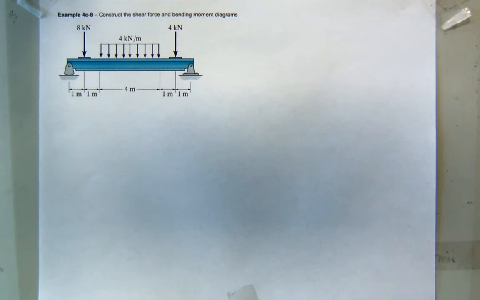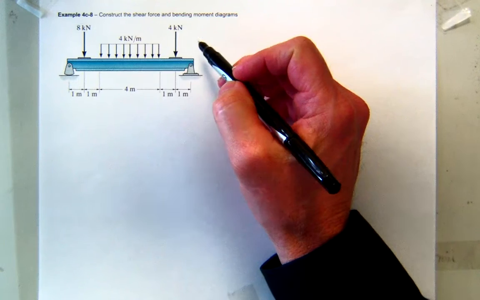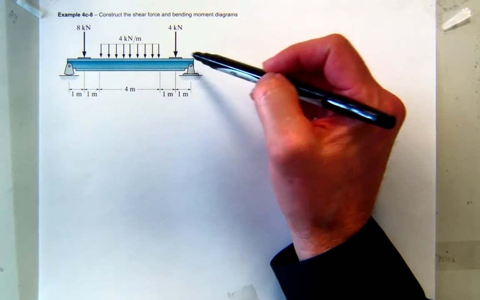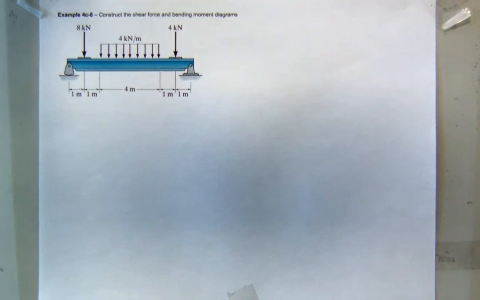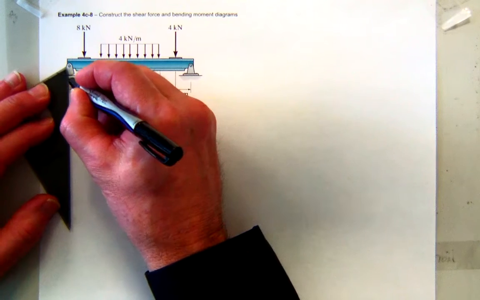All right, so let's try this one. Again, we're drawing shear force and bending moment diagrams. We have a simply supported beam with a whole bunch of different kinds of loads going on. I like to start the same way every time, so we'll begin with finding our reactions.